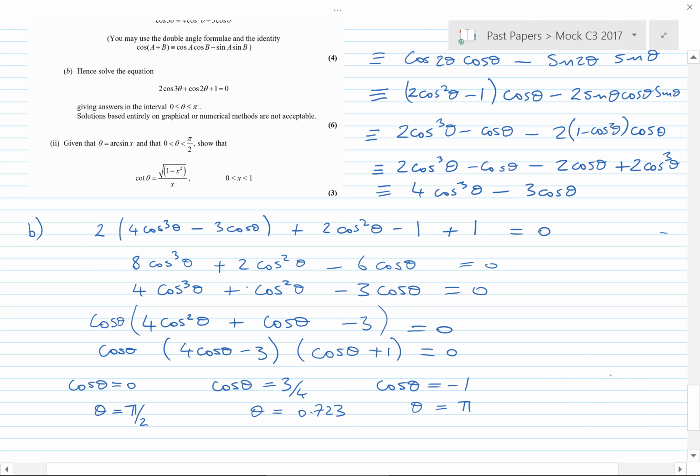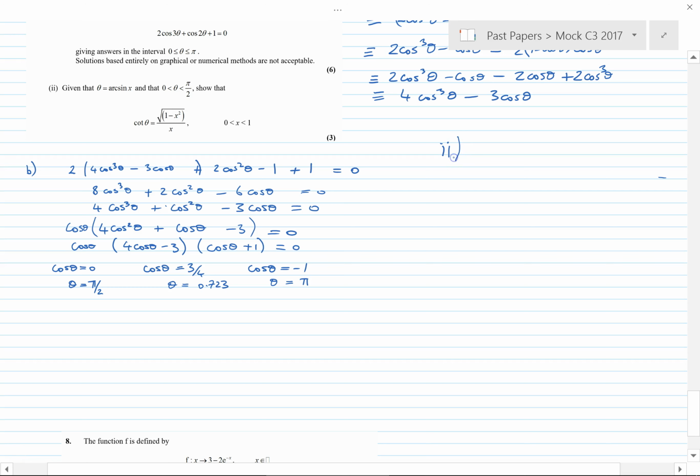In this particular example, each of these 3 factors only generates one solution. Of course, in another question you might have to consider more solutions. Okay, let's make a bit of space, and I'll tackle probably the hardest part of this question, which is the second part. There's a couple of ways of approaching this. I'm going to use trig identities.